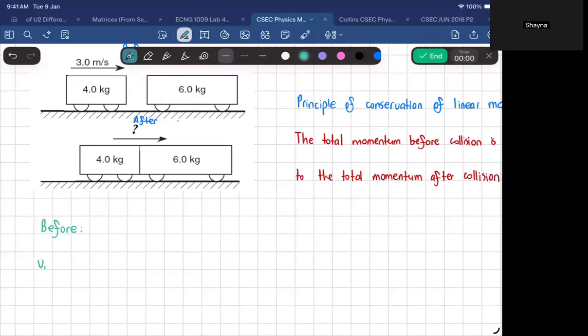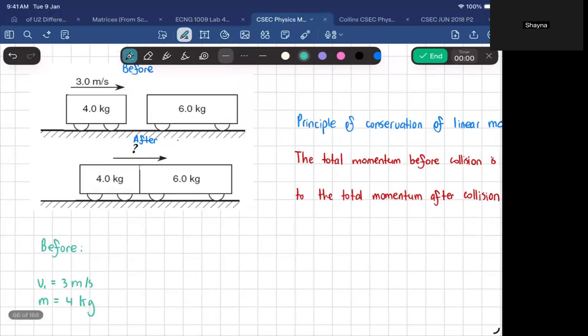By the way, if I'm talking about the initial velocity, the velocity before, I'd say v1. Yes, sir. And obviously v1 would be equal to 3 meters per second. The mass of the first cart here was just 4 kg. Great. So is it possible for me to figure out what the momentum is before? Yes. That would be straightforward, right?